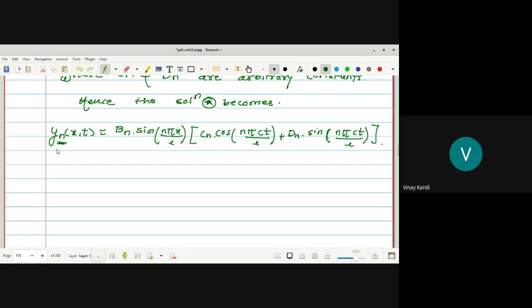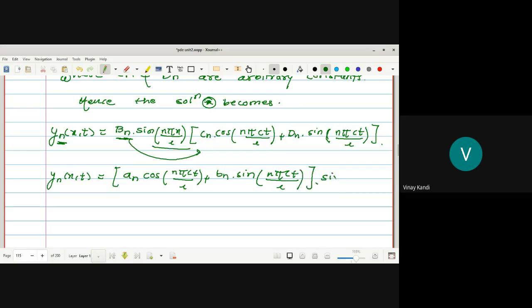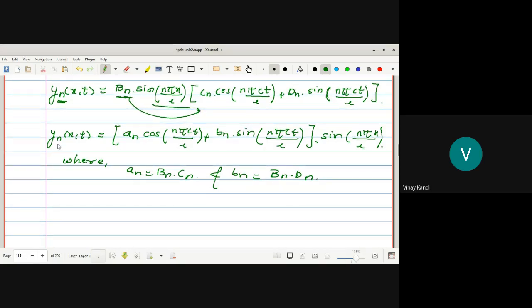Okay, now yn of x,t is equal to, multiply by this bn, only by bn, inside. Okay, so here we get bn into Cn is equal to an. Cos n pi ct upon L plus bn into Dn, small bn, into sin n pi ct upon L. And this term is as it is, sin n pi x upon L, where an is equal to capital Bn into capital Cn and small bn is equal to capital Bn into capital Dn. Okay, so this is the function yn of x,t.